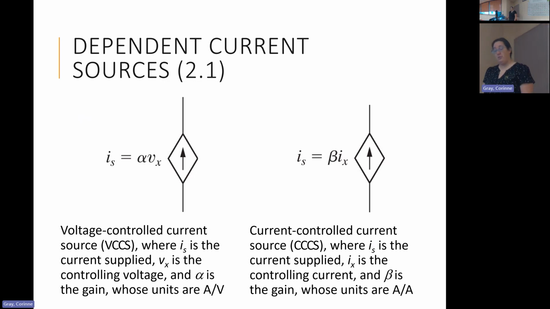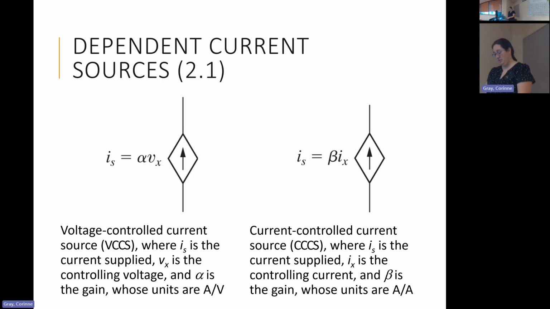We can also have the current controlled current source, or CCCS. For this one, we have the source value. Beta is our gain, which tells us the relationship between the two currents. And Ix is the controlling current, which again is labeled. So typically we find that first, then we can go through and find the current from our dependent current source.